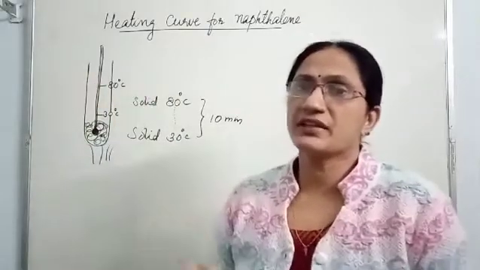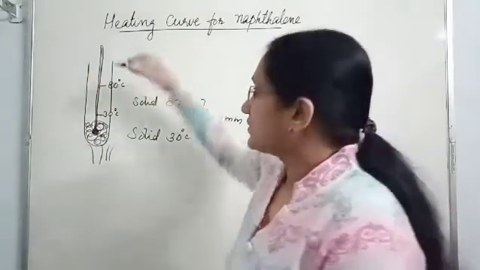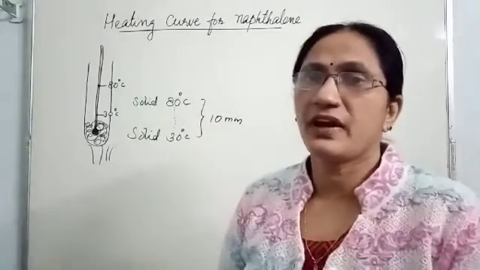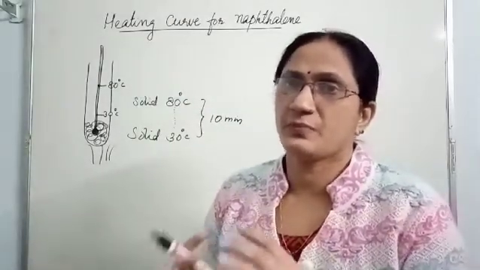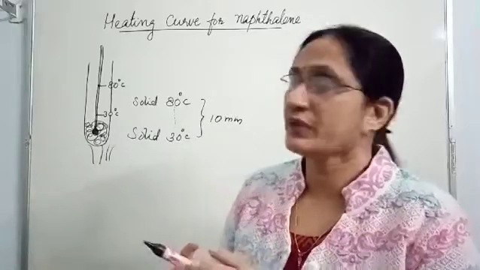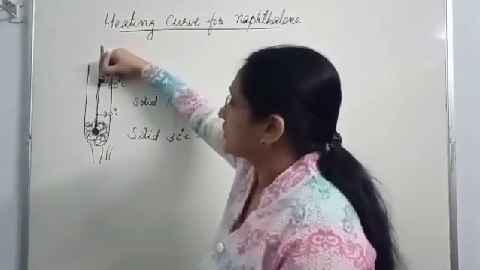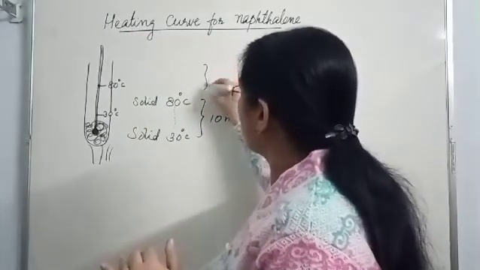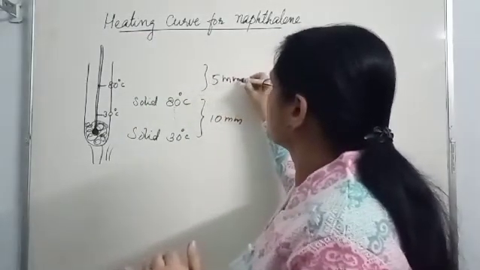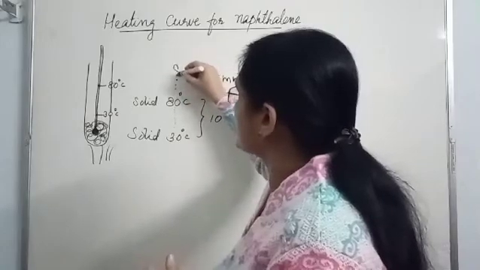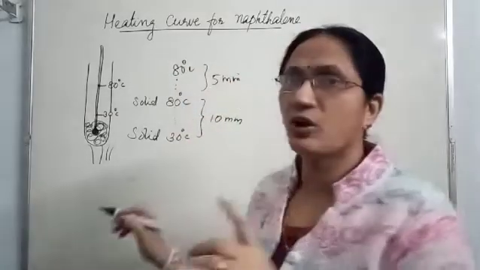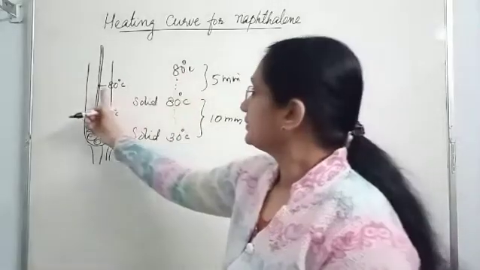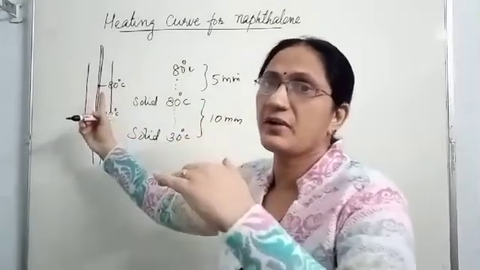Now once the temperature reaches 80 degrees, it remained steady for some time. For the next 5 minutes, suppose the reading is not changing. It remains at 80. That means during that 5 minutes, temperature is not changing. The reading on the thermometer remains 80. Here the mercury level remains steady.